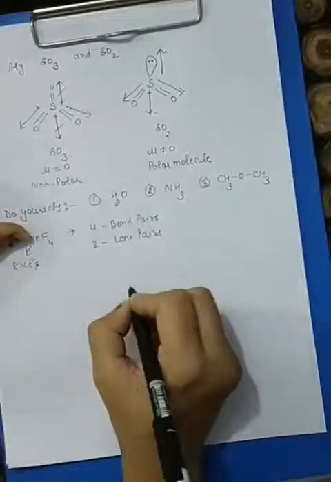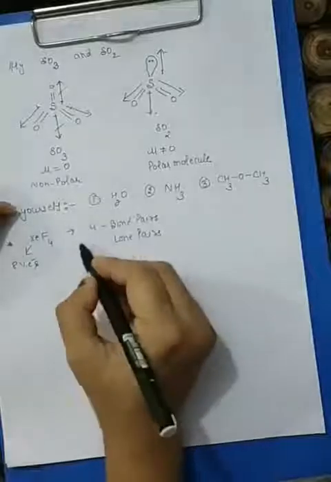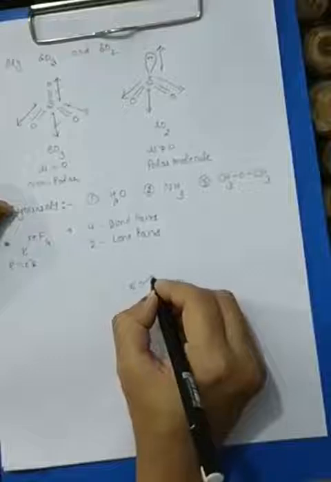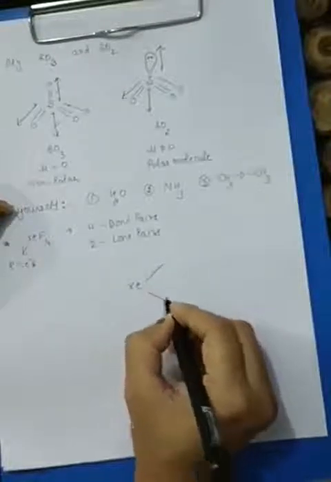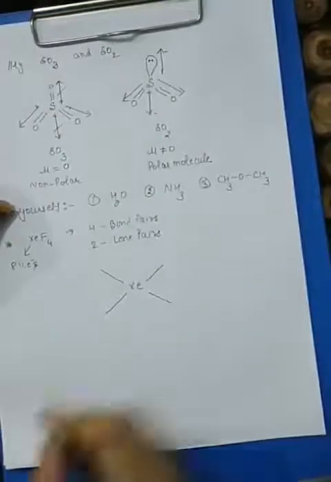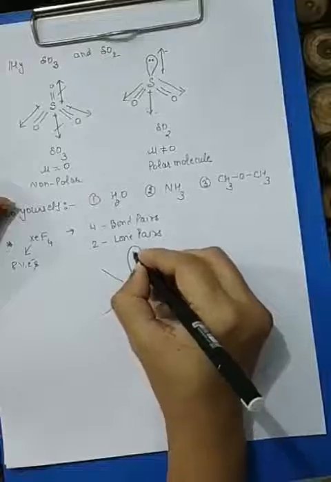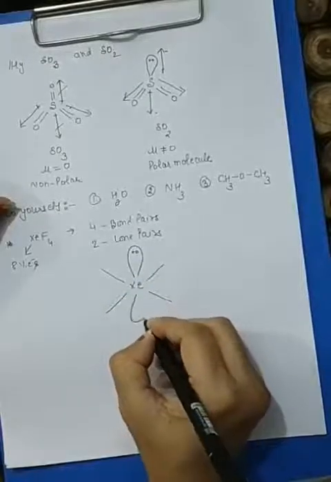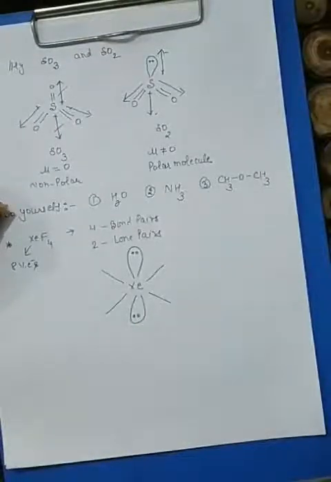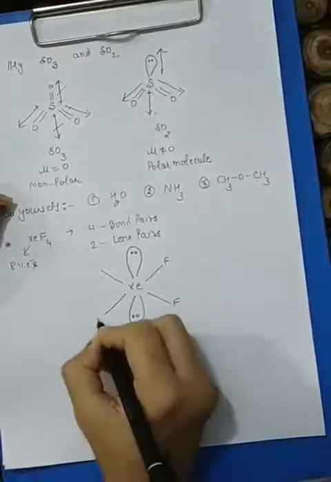But it is an exception. First of all, draw its structure. With 6 electron pairs having 2 lone pairs, its structure is square planar with 2 lone pairs like this, isn't it? So this one is the F.